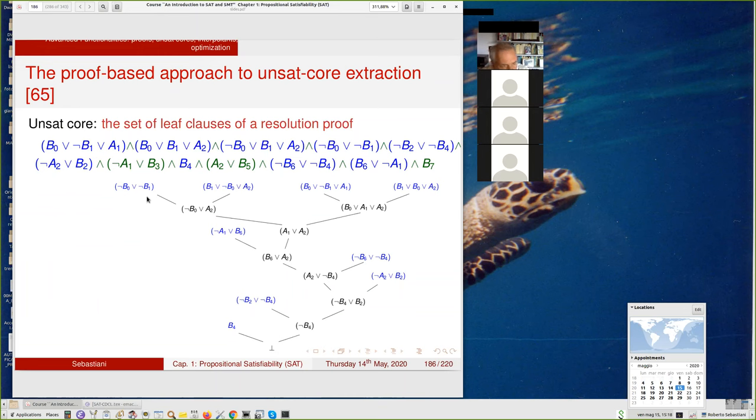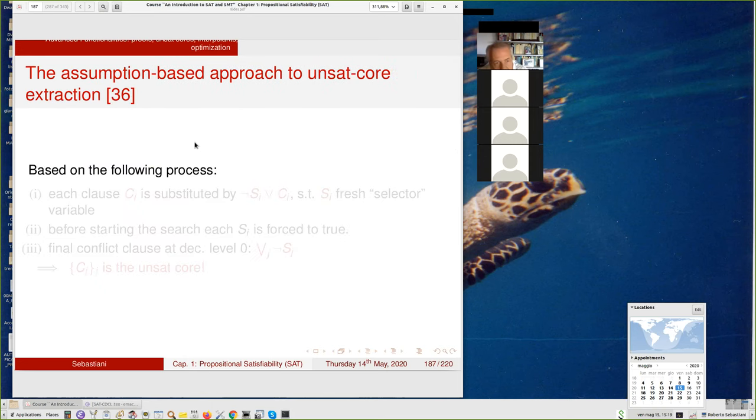So here, not B0, B1, for instance, where is it? It's in the first line. This is here, for instance, right? Yes, so I'm marking the unsat core in blue. Thank you.